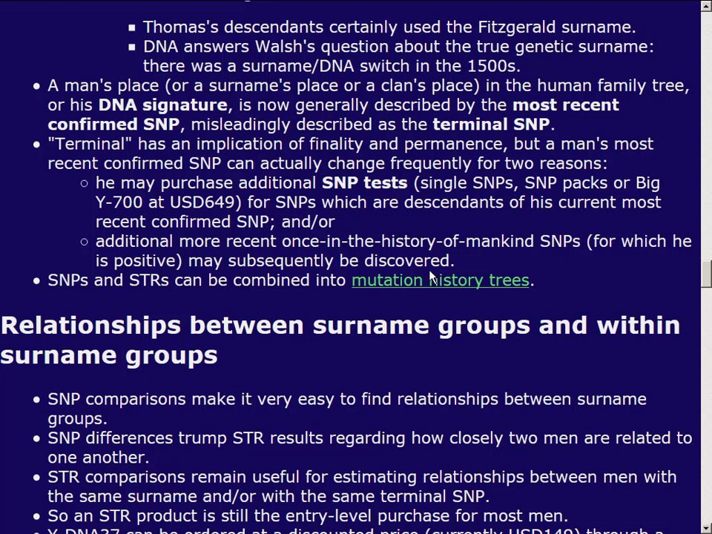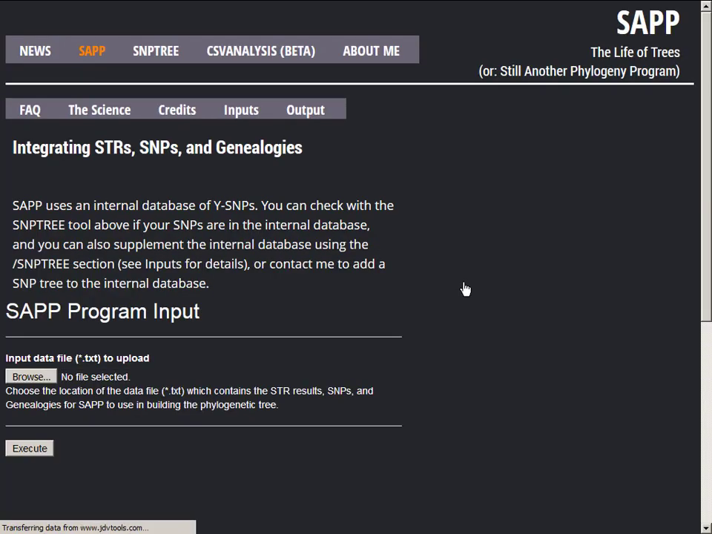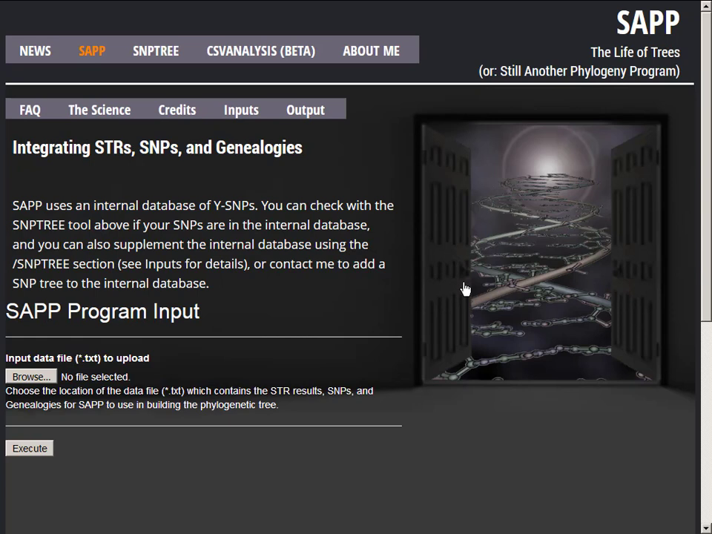And ultimately, the idea is to combine all these mutations, SNPs and STRs, into mutation history trees, and people are trying to design software that will automatically do that. This is one program I played with a little bit called SAP, still another phylogeny program. Phylogeny is just another bit of genetics jargon, and you can put in the data from your surname project into that and it will try and build it into a tree.